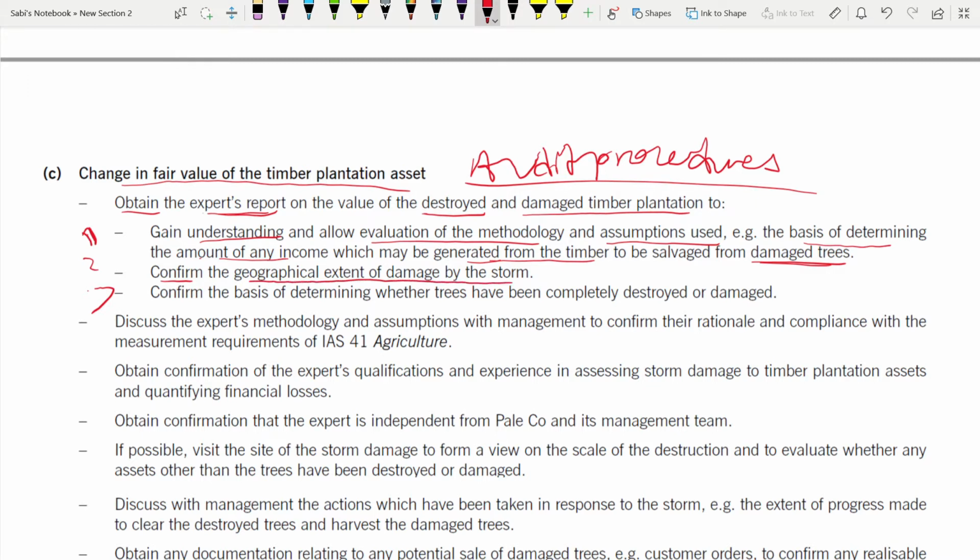Next, confirm the geographical extent of the damage by the storm. That storm has damaged, but up to how much? What is that geographical extent that they have damaged the trees? That you have to confirm.